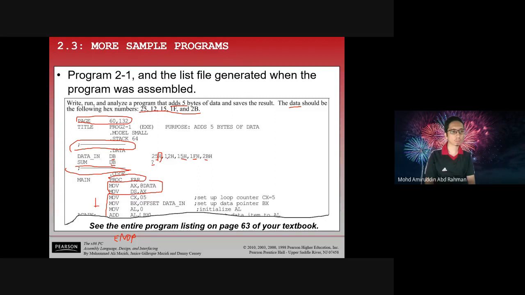This is our instructions. First, we set the loop counter as 5, because we want to add 5 bytes of data and then save the result.